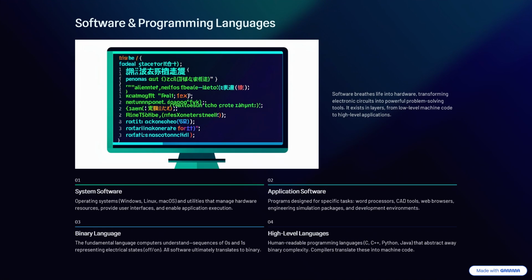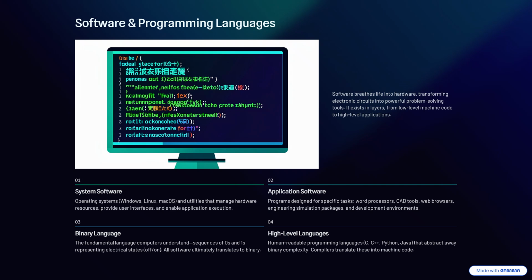So after that, we will talk about the software and programming languages. So what is basically the core concept of it? Basically, software serves as the life of hardware, turning electronic circuits into tools that solve problems. So we talk about the software layers. It exists in multiple layers, ranging from low-level machine coding up to high-level applications.